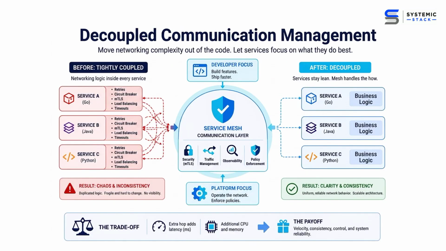Decoupled communication management is the superpower of a service mesh. It works by pulling complex networking logic like circuit breaking and retries out of the application code and moving it into the mesh. What matters here is that it allows your services to stay lean and focused on their actual jobs. Imagine the relief for a developer who no longer has to worry about implementing complex mTLS handshakes or sophisticated load balancing algorithms themselves. However, the failure mode you need to watch for is the added latency and resource overhead that comes with this decoupling.